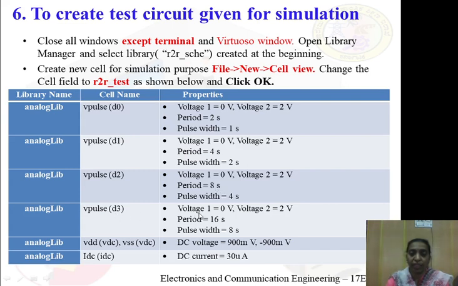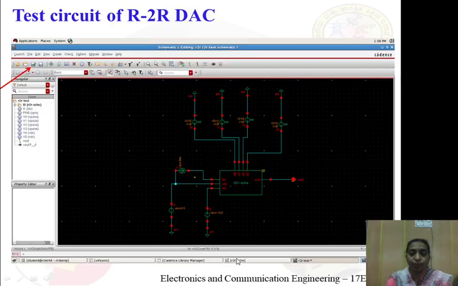And for the data D3, V1 is given as 0 to 2 volts and the period is 16 seconds. So for the data D0 to D3, the period increases in powers of 2: 2 power 1, 2 power 2, 2 power 3, 2 power 4 as given. VDD and VSS voltages are given as 900 millivolts and minus 900 millivolts, and the drain current is given as 30 microamperes. So the schematic is saved and checked for errors. If no errors are found, we can go ahead with the analysis. If any errors are present, they will be corrected.